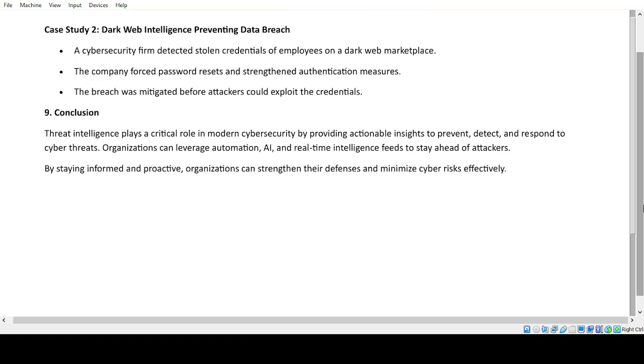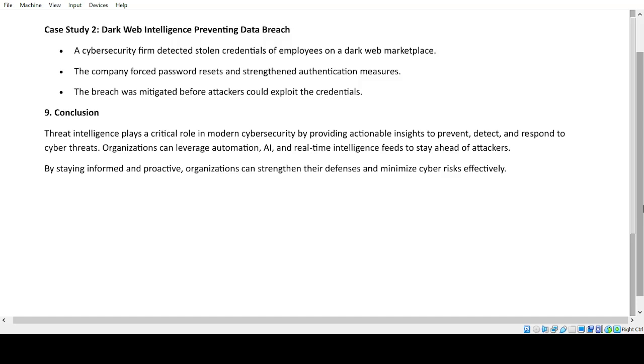Case Study 2. Dark Web Intelligence Preventing Data Breach. A cybersecurity firm detected stolen credentials of employees on a dark web marketplace. The company forced password resets and strengthened authentication measures. The breach was mitigated before attackers could exploit the credentials.